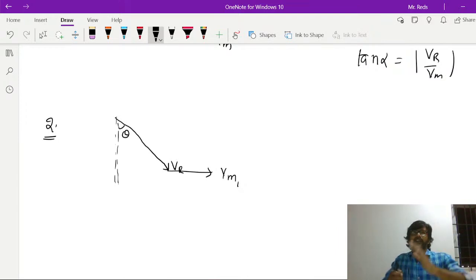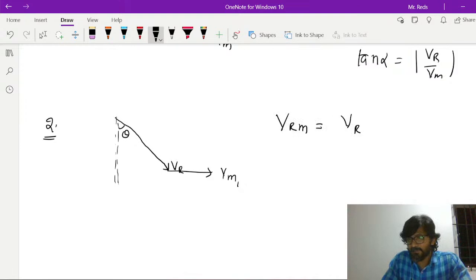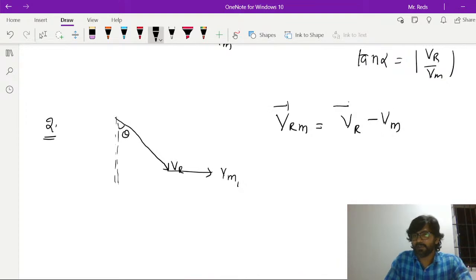So in this case, if you are standing and the rain is falling from the backside like this at some angle, to avoid the rain you have to hold the umbrella like this. But when you are also moving, what will be the direction of your umbrella, or what will be the velocity of rain with respect to the moving man? Velocity of rain with respect to man is equal to velocity of rain plus the reverse velocity of man, that means minus Vm in vector notation.